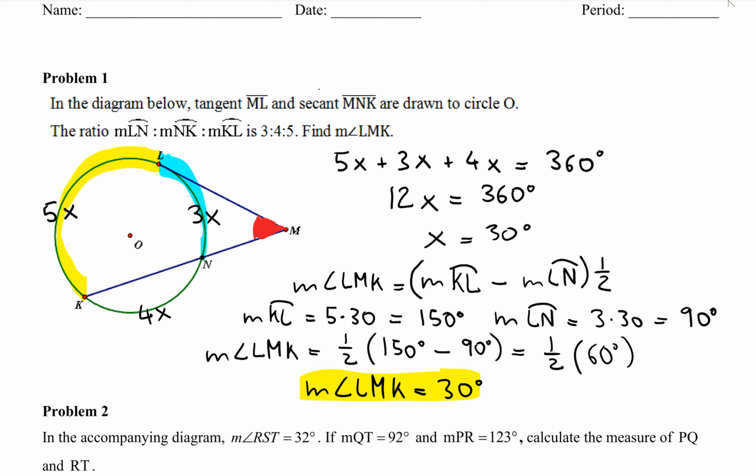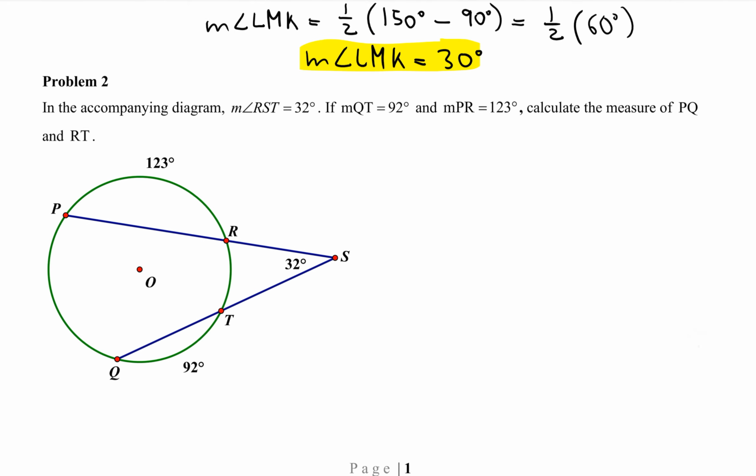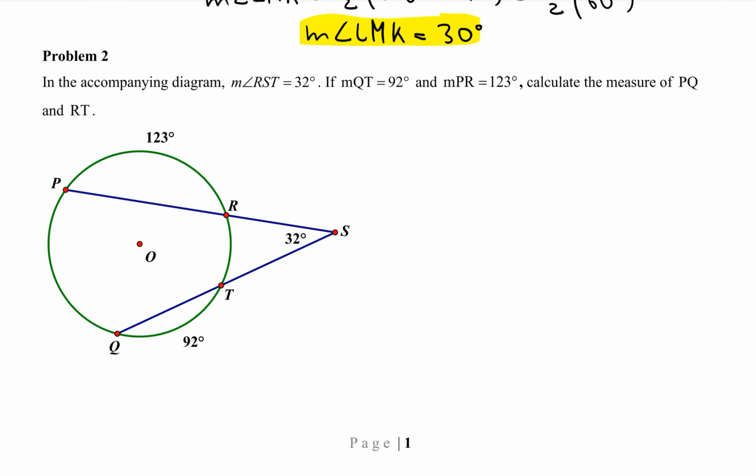Okay, let's go over to the next problem. Problem 2. In the accompanying diagram, the measure of angle RST is 32 degrees. We know that the measure of arc QT is 92, and the measure of arc PR is 123 degrees. Calculate the measure of PQ. By PQ, what do we mean here?